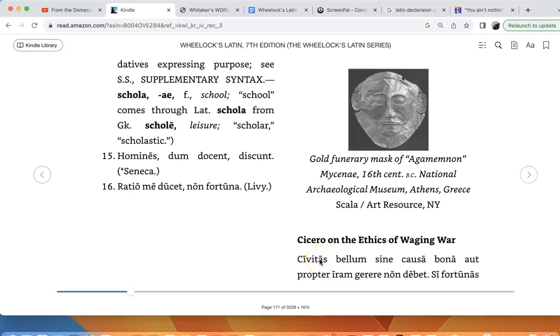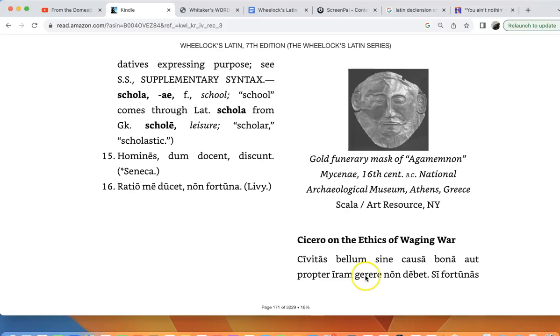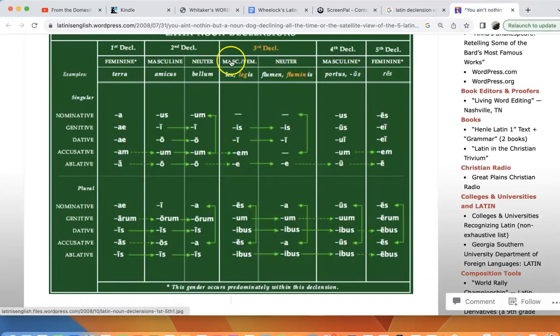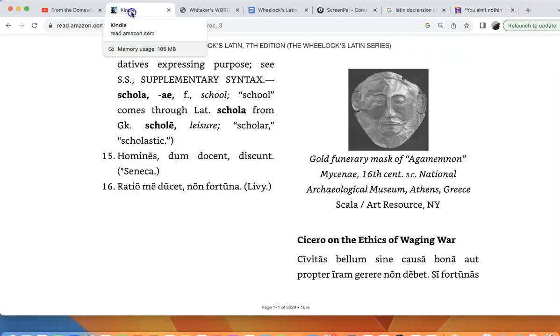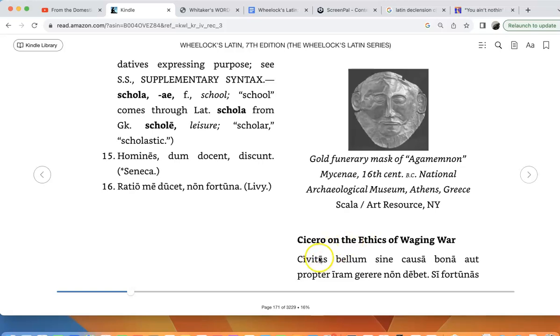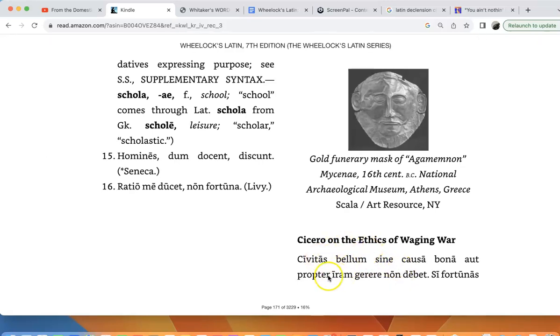So let's talk about the line here. So a state, and then non debet means ought not or should not, and then gerere means to wage. So again, if you look at it in Whitaker's, you wage war or carry out war. But then bellum is our direct object. So the context tells us that the state is the subject and the war, or bellum, is the direct object. Again, only the context will tell you that. So a state ought not to wage war without good cause.